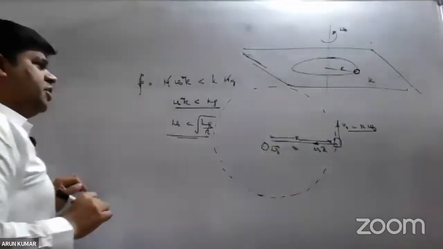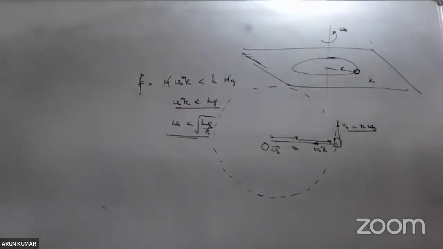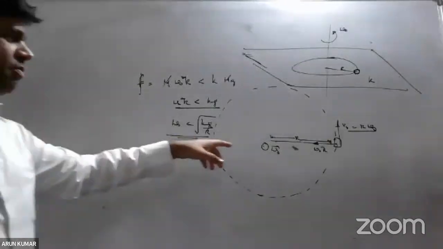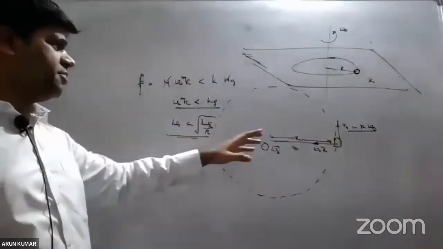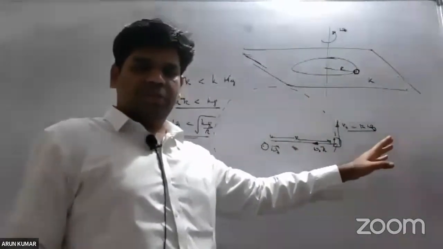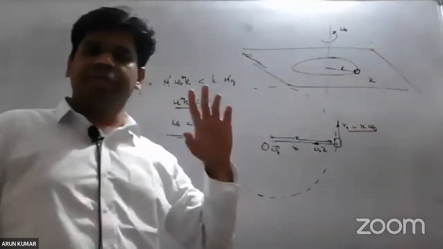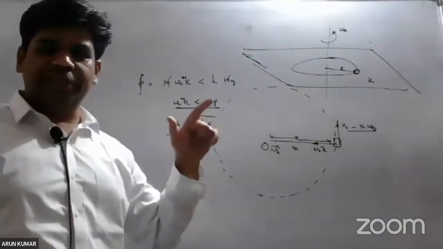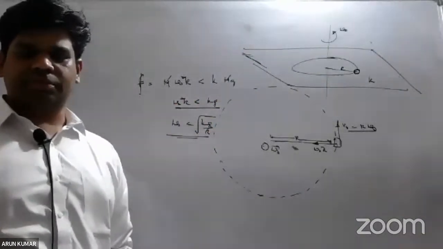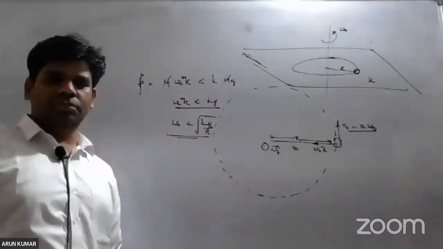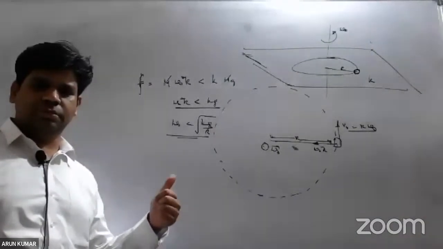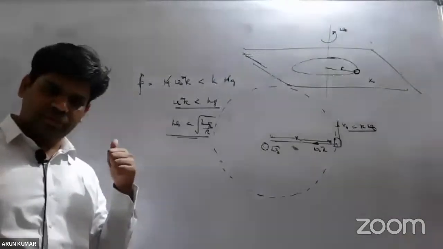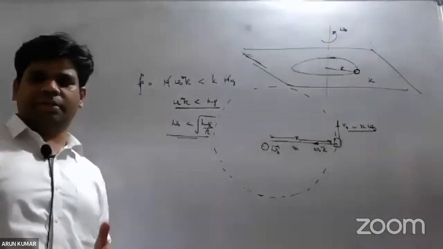So what happens if omega is greater than this or equal to this? When omega is equal to this, my block is on the verge of slipping. If omega is greater than this, my block slips because friction is no more sufficient to provide the centripetal acceleration. Do you understand this? All right.